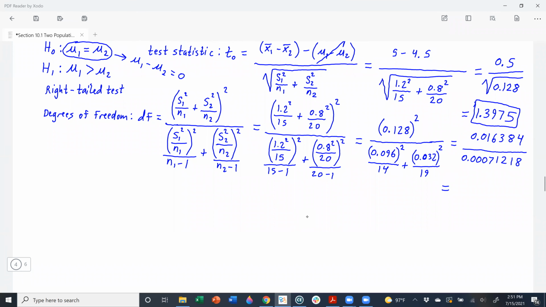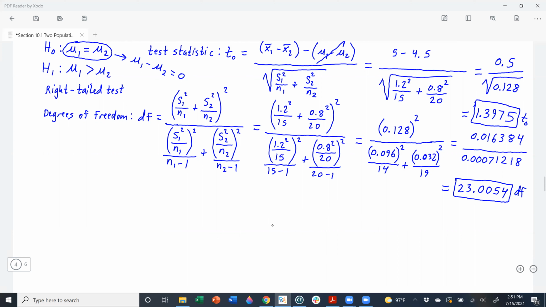All right, and then finally, I'll do that numerator divided by that denominator. And what are we getting? I want to round to a few decimal places. I'm getting 23.0054. All right. There are the degrees of freedom. Okay, so I'll make a little note to myself. Those are the degrees of freedom. And that was the test statistic. All right, so definitely a pain to calculate the degrees of freedom there.